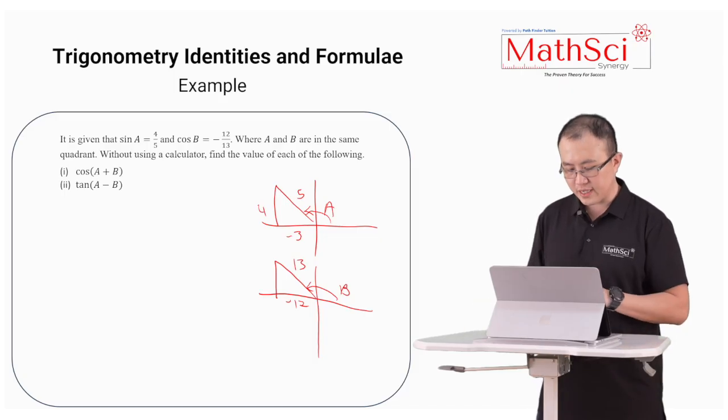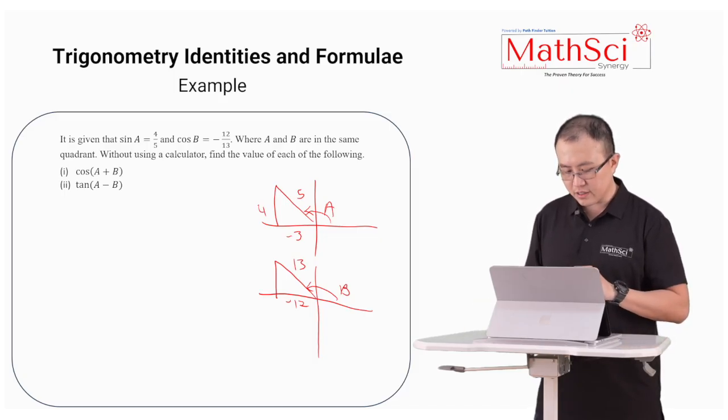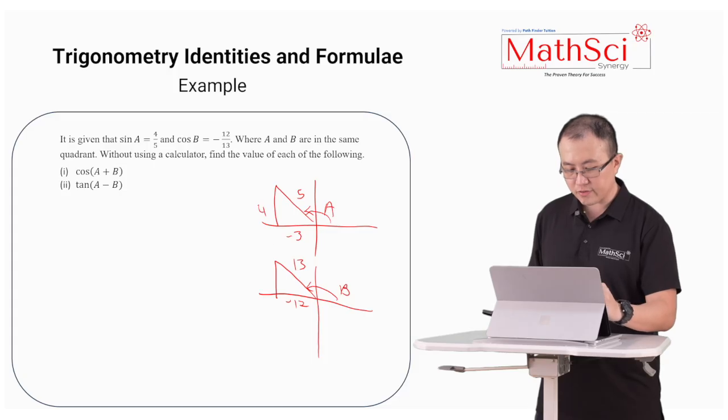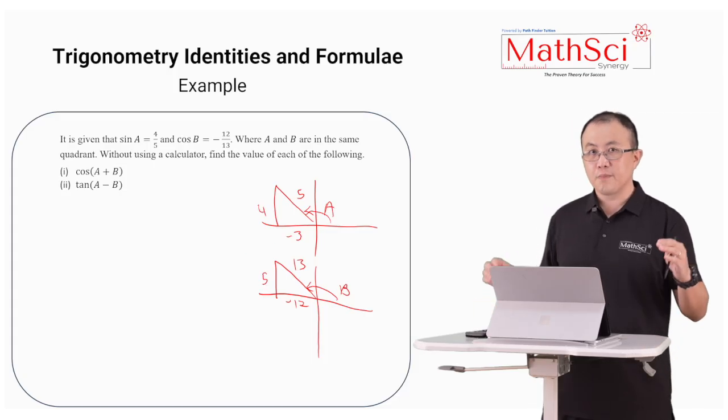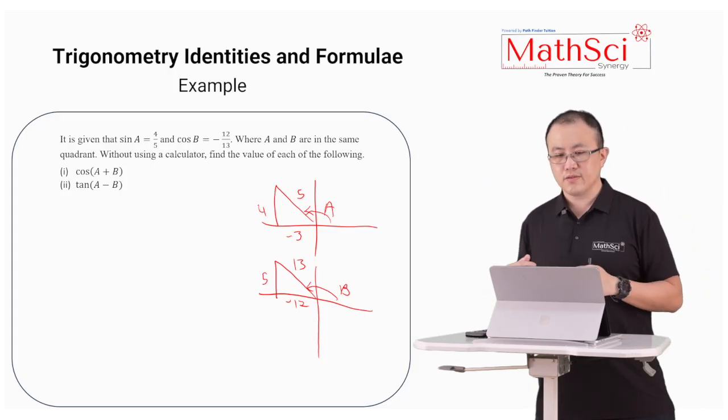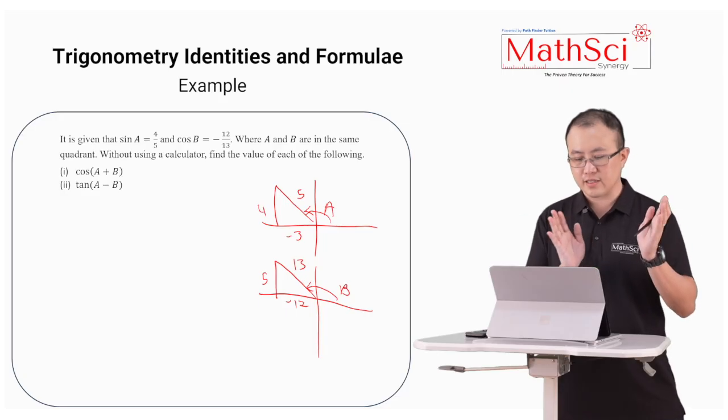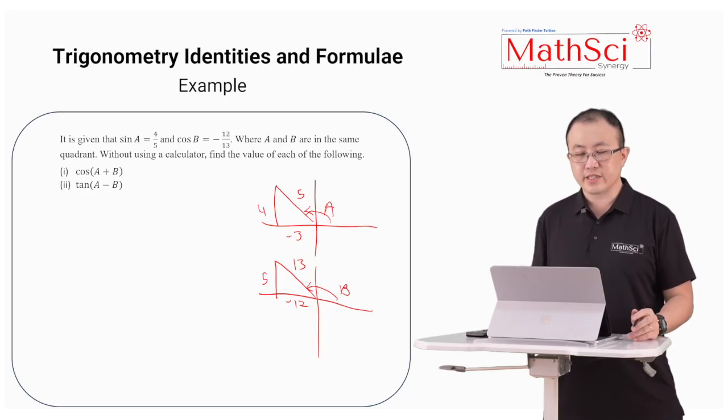Okay, the last one, let me use my calculator. 13 squared minus 12 squared, square root, okay, this is 5. So this is positive. Above the x-axis is positive. To the left of the y-axis is negative. Alright, so now we are ready to start.